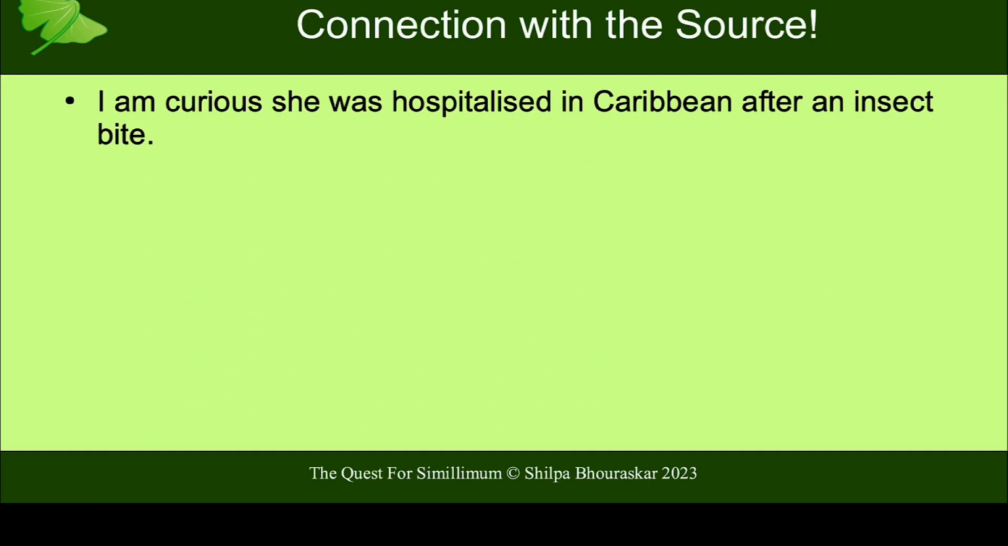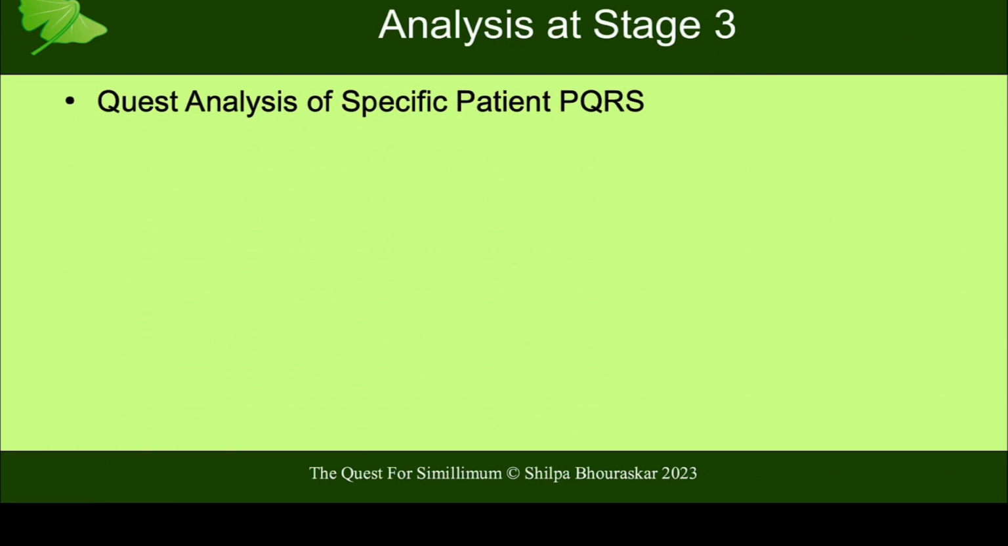All our patients show some form of affinity for the source. That's homeopathy for you. Now she unfortunately doesn't remember what insect bit her. Doesn't matter. We have other ways of finding out what insect this patient would need. So at this point, I'm going to use my HomeoQuest software and I'm going to use quest analysis.